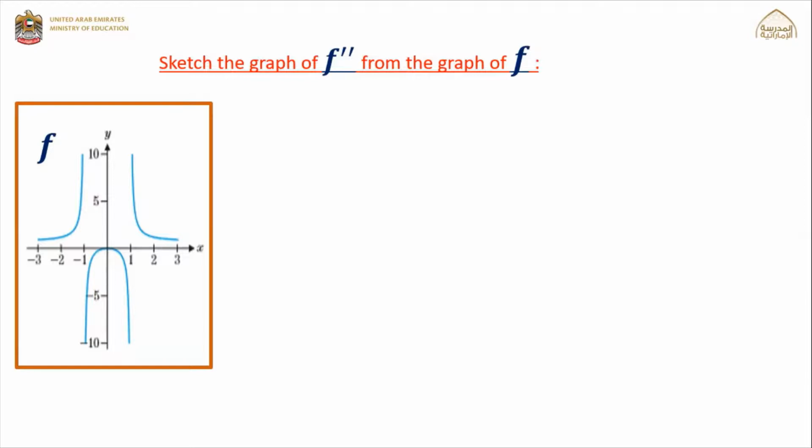So I must know some relation between f and f prime. If function f is increasing, that means f prime is greater than 0. Because, as we told you before, if f is increasing, all tangents have positive slope. That means the derivative is greater than 0. What's the meaning of f prime greater than 0? That means f prime is above the x-axis.